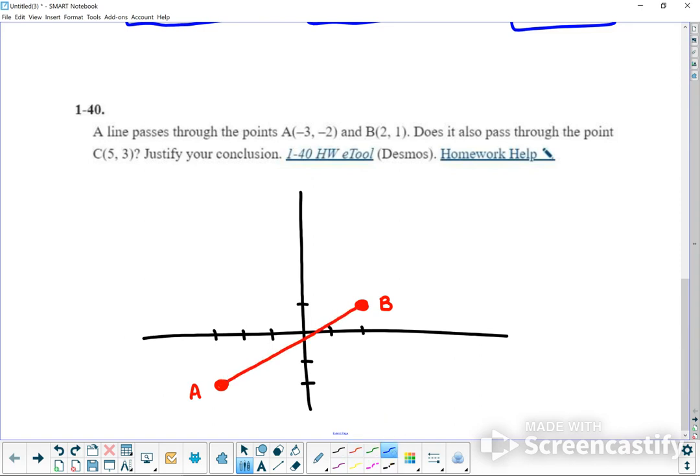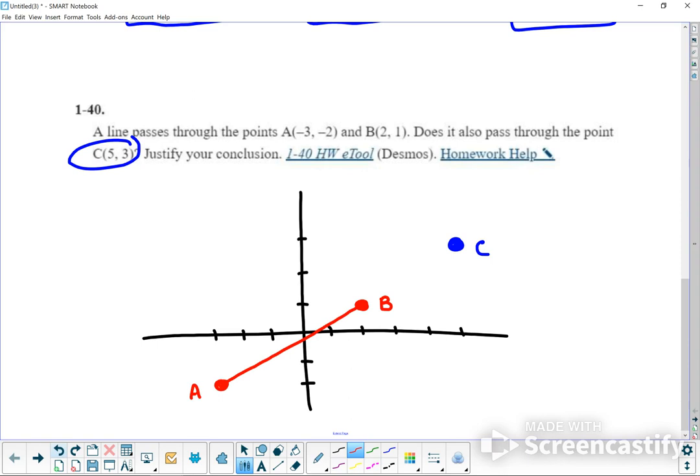Okay, and now they're asking, hey, see, 5, 2, 3, 4, 5, and 3. Right? Could this be on there? I mean, it's very reasonable, right? It could actually be on there. I mean, it could actually hit it, or it could not. Kind of depends, but you can use the e-tool if you go into your ebook.